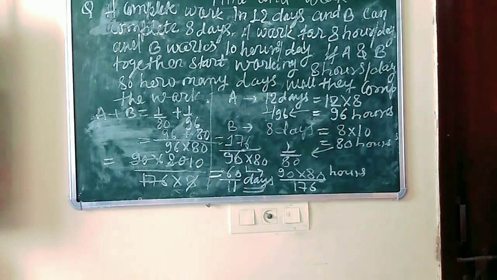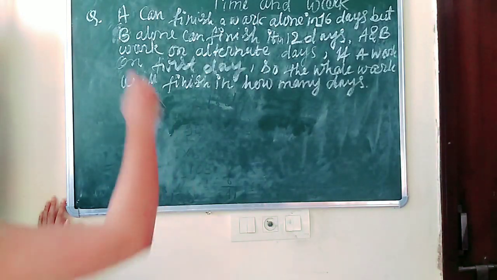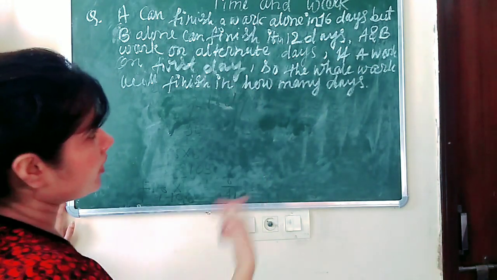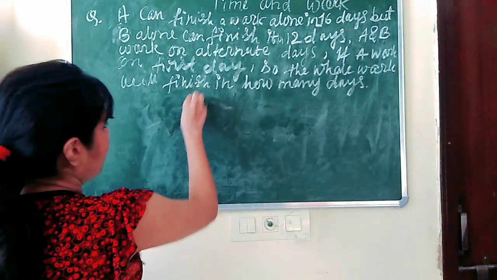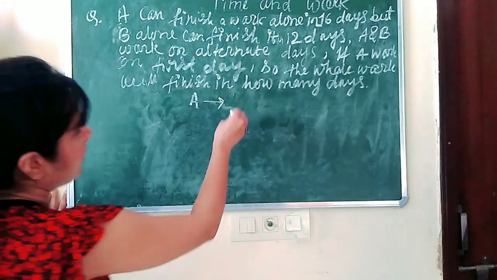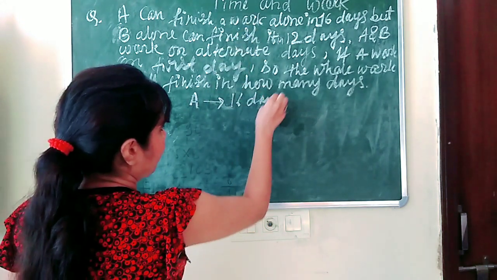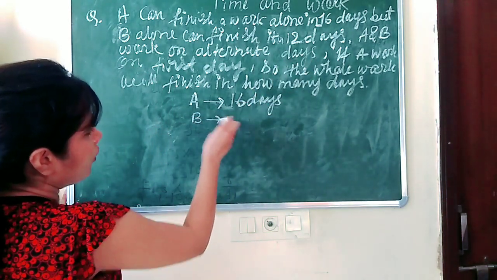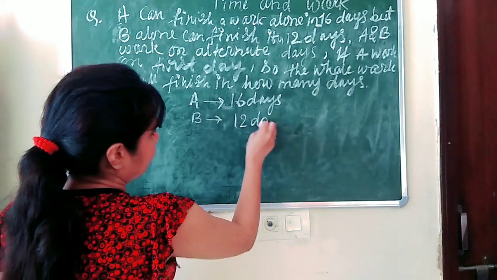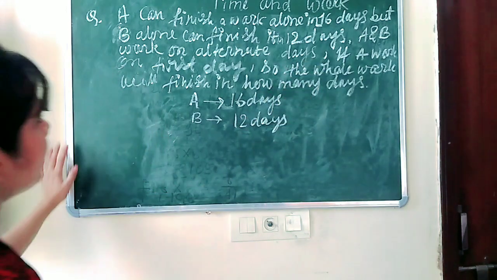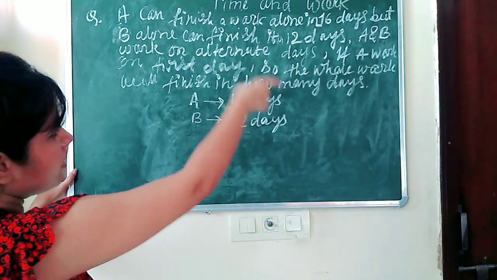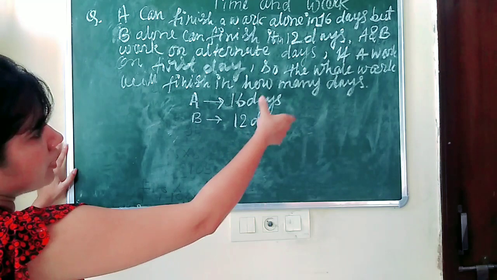So just take a screenshot. Next question. A can finish a work alone in 16 days, but B alone can finish it in 12 days. Okay. A is finishing a work in 16 days, and the same amount of work will be finished by B in 12 days. Now it is saying A and B work on alternate days. If A works on the first day, in how many days will the whole work finish?